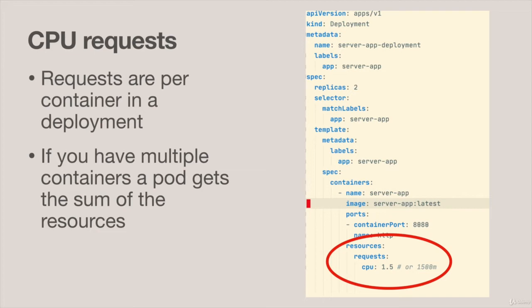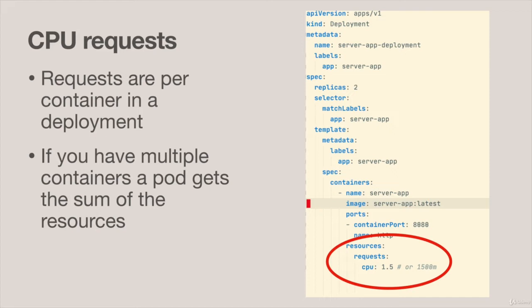So inside our deployment here, inside the containers section, we've said that our server app is only allowed 1.5 CPUs. Or more accurately, we've requested 1.5 CPUs. That means that our pod will only get deployed on a node that has 1.5 CPUs free in terms of scheduling, as we described in the last video.